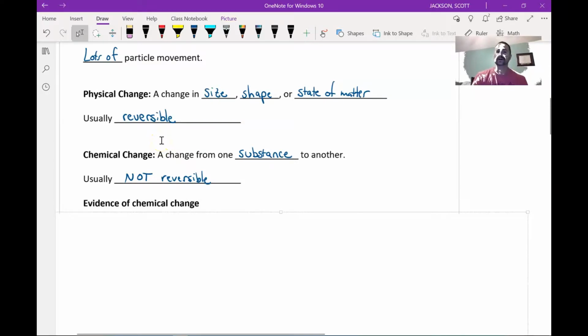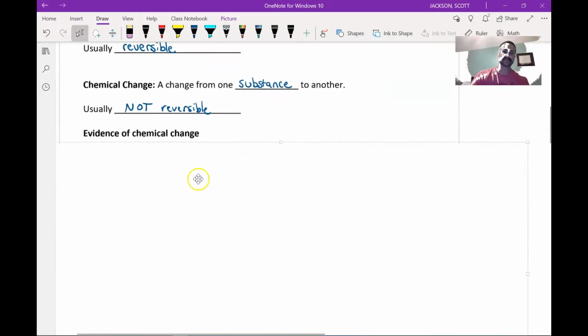Chemical change, you're getting a new substance, not reversible. So cooking is typically that. You get something new. That's why it has unique flavors when you do those. So those are some things there.